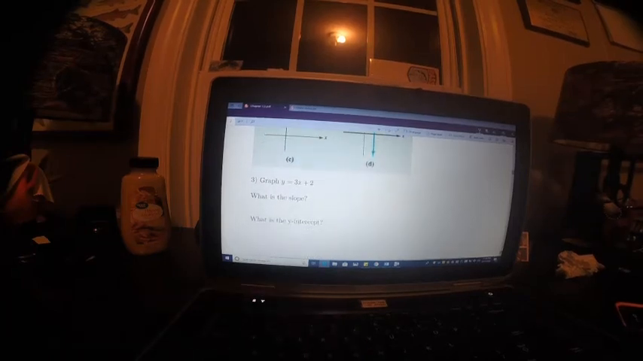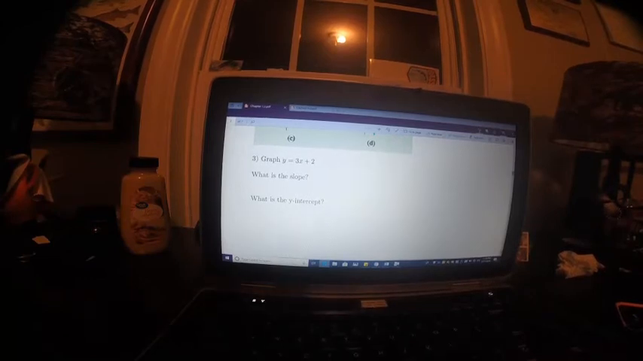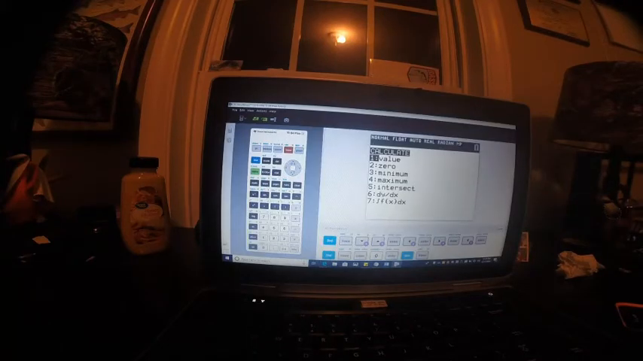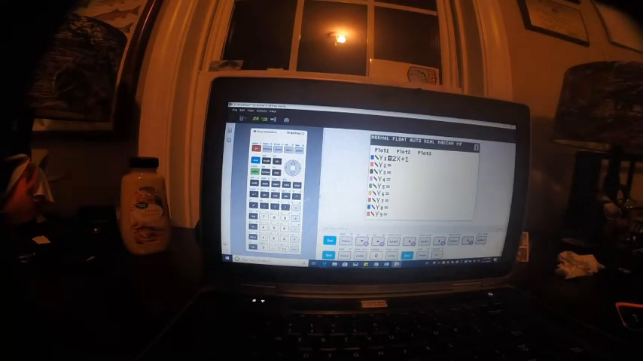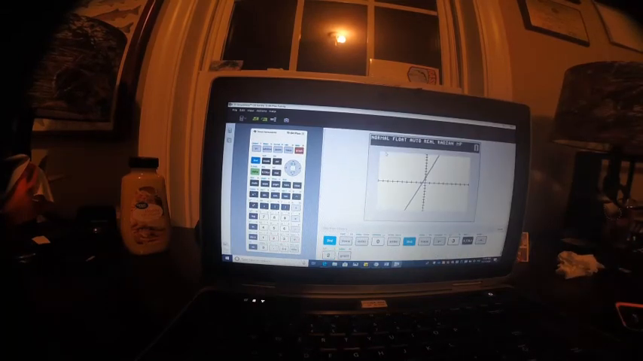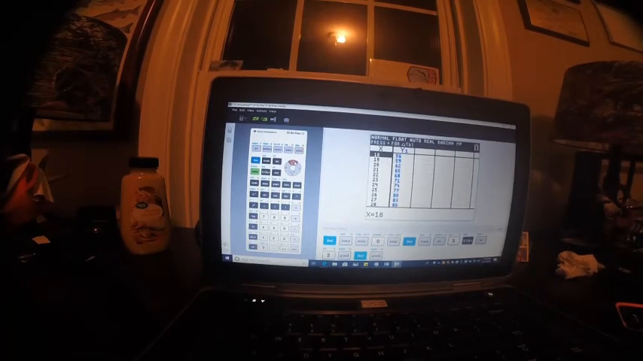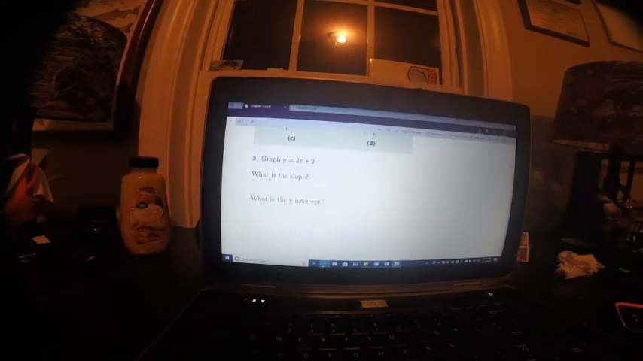So, if we look at number 3, it says graph y equals 3x plus 2. What's the slope? What's the y-intercept? So, I'm not going to graph this by hand. I'm going to pull it up. y equals 3x plus 2. It's a simple graph. There it is. If you wanted some points on it, you could do second table, find some points on it so that you could graph it by hand. Easy peasy. Come back over here.